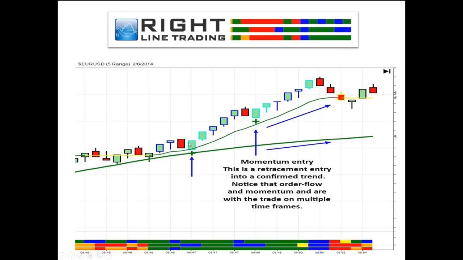Order flow, stochastic, and momentum are with you to the upside. You're sitting right on support. Your entry is one tick above the close of the candle, and up you go. If you get stopped out on this retracement, you're in again, up you go again.